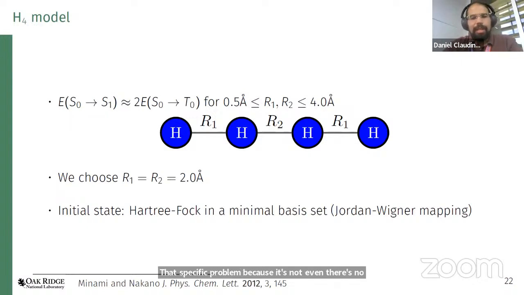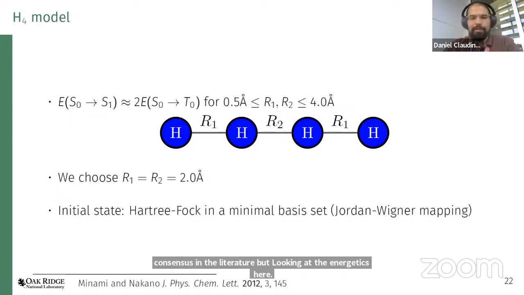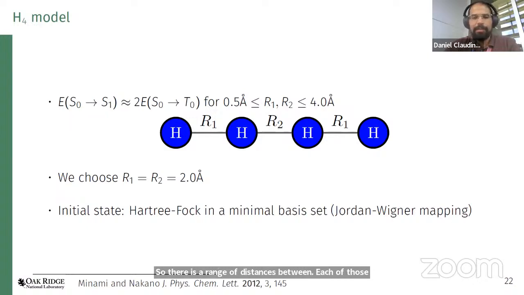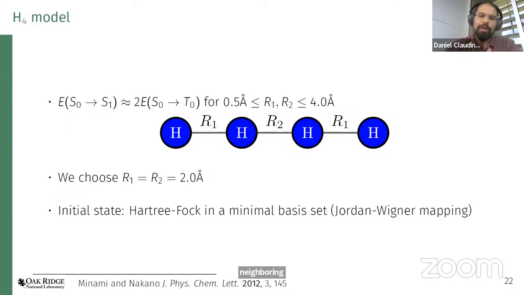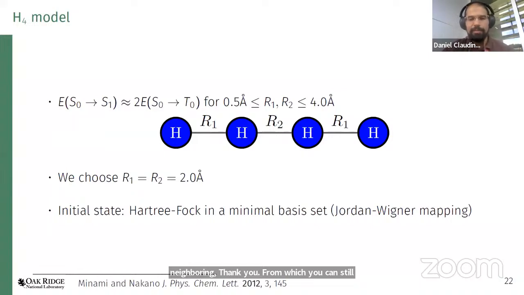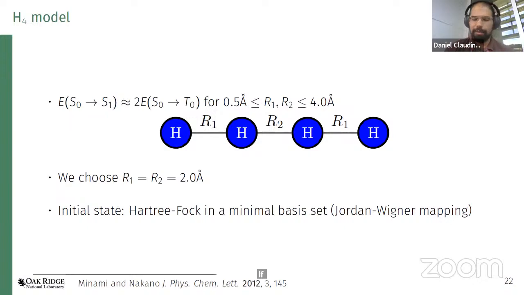But looking at the energetics here, there is a range of distances between each of those neighboring hydrogen atoms from which you can still satisfy singlet fission, and for the sake of simplicity, we just kept them all equally distanced. We start from the mean field Hartree-Fock solution that I mentioned before, and we did this for the previous problem as well. We go from fermions to spin operators through the Jordan-Wigner mapping.